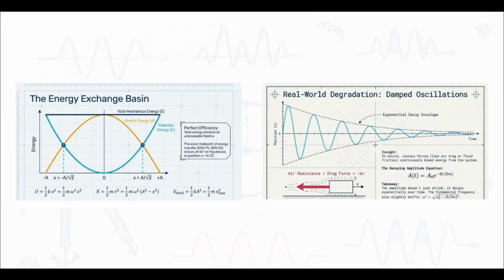So far, we've been hanging out in these perfectly efficient mathematical universes, but we eventually have to confront reality, right? Energy loss. In a perfect energy basin, kinetic and potential energy trade off flawlessly, crossing exactly at the 45-degree mark on our phasor. But nature is messy. It's viscous. Drag forces and fluid friction constantly bleed energy away from the system. You end up with motion that is trapped inside this exponential decay envelope, where the amplitude just shrinks and shrinks over time according to a decaying exponential equation.